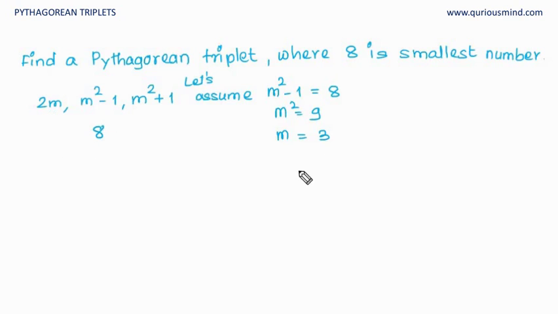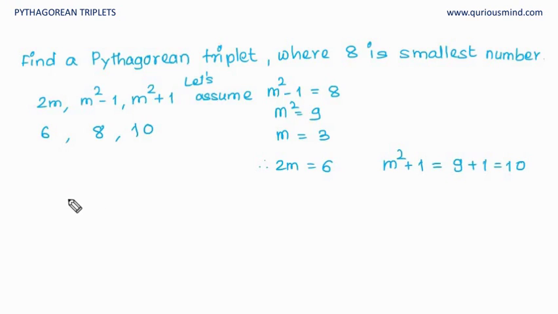So what is 2m? Therefore 2m is equal to 6, and m square plus 1 is equal to 3 square, which is 9, plus 1, which is equal to 10. So we got a Pythagorean triplet 6, 8, 10. But this is not what we want, because 8 is not the smallest of these triplet. So let's use a different way.